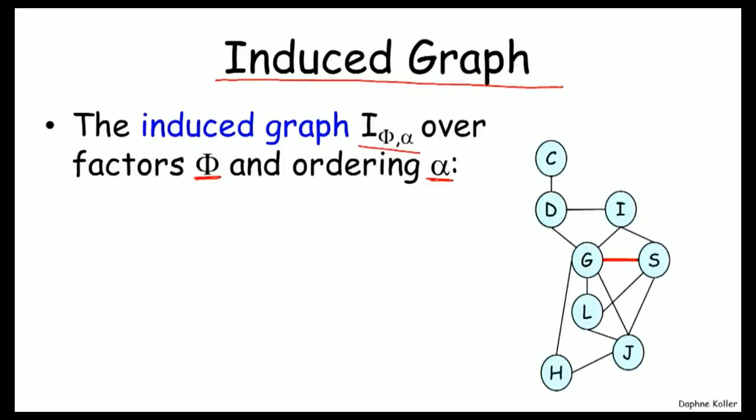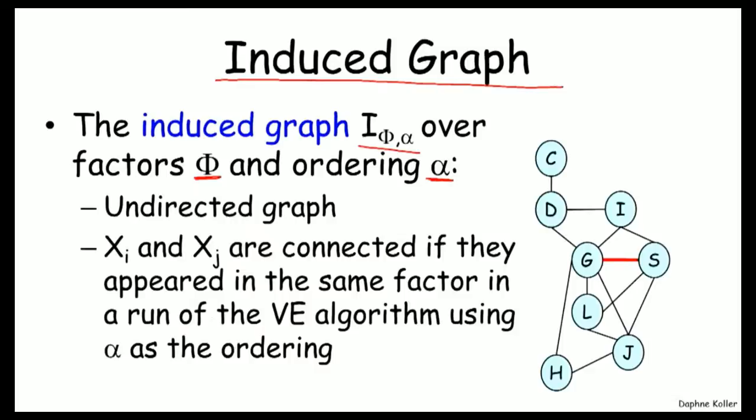So this induced graph has the following properties. It's an undirected graph where we connect every pair of variables Xi and Xj if they ever appeared in the same factor when we ran variable elimination using alpha as the ordering. And so in this case, all of the black edges were there to begin with, and we ended up introducing just one of those additional new, or fill, edges.